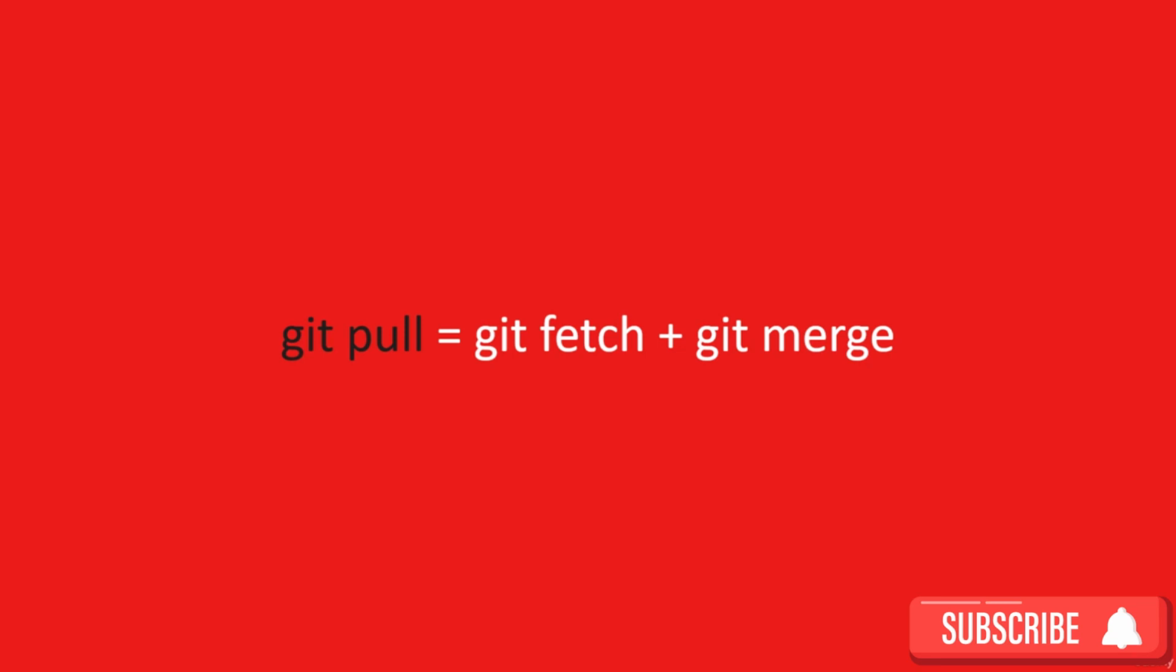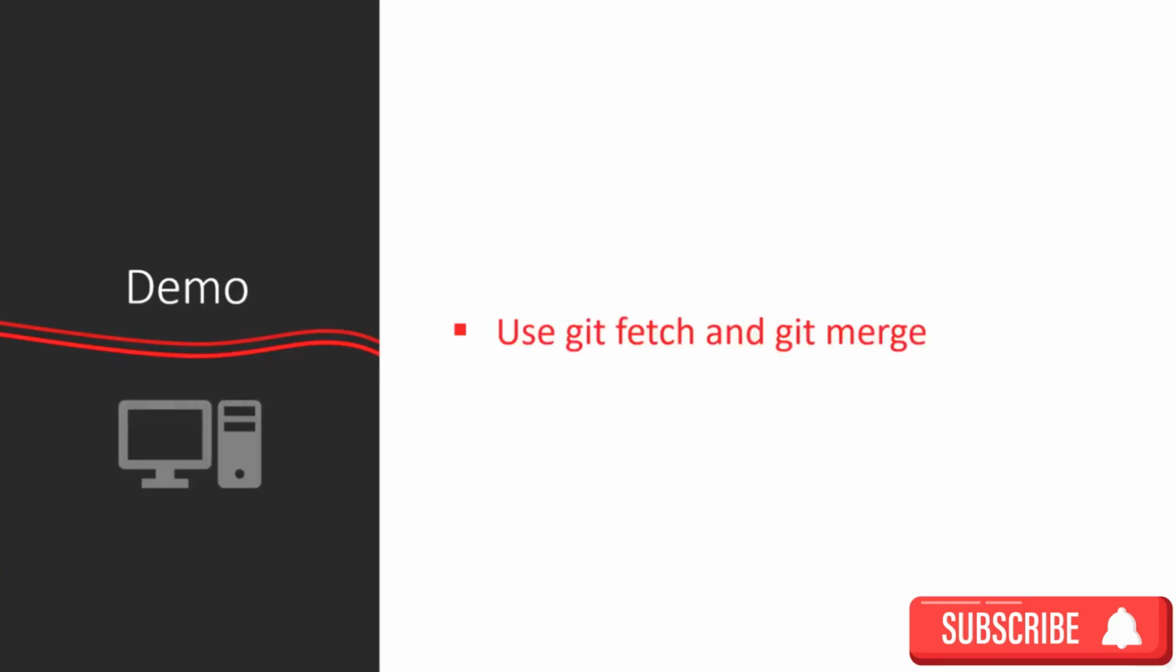Now, instead of using git pull, let me show you how to use these two commands, git fetch and git merge. This is actually what git pull does behind the scenes. So, in this demonstration, you will learn how to use git fetch and git merge to fetch and merge commits from the remote repository into your local repository. Let's switch to the command line.